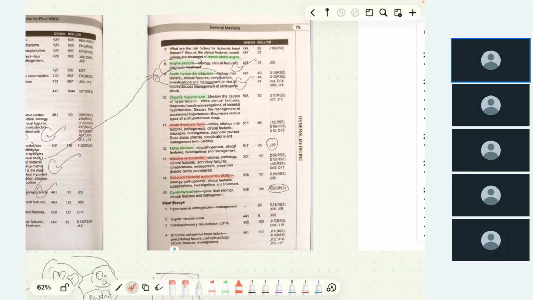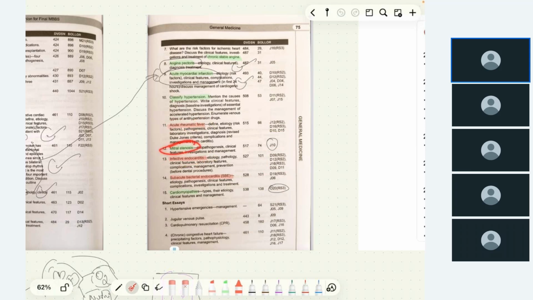Please note, acute rheumatic fever and infective endocarditis we have studied extensively in our microbiology days, so I will not be touching upon the 11th, 13th and 14th questions. I request you to revise acute rheumatic fever and infective endocarditis after this class, because it has been asked as a 10 marker and 5 marker many times. It's a very important question. Please go through it after the class. And then MS I will be discussing under 5 marker.